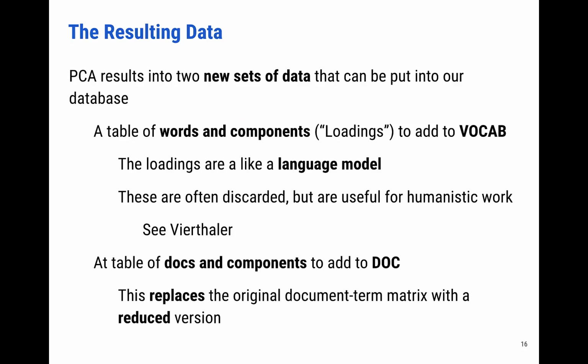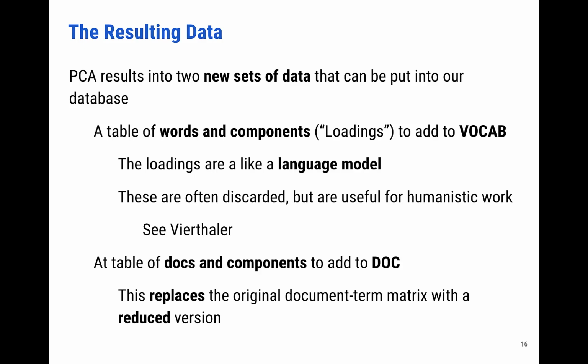The resulting data is we're going to end up with two new tables of data that we can add to our data model. The first is a table of words and components. These are sometimes called the loadings, and these can be attached to our vocab table. Remember, we talked in our forms of data about how, once you produce your canonical textual data model, where you have documents, tokens, and terms in a library, we can start adding data to these tables based on the analytics that we do. So here's a case where we can do this. We've already seen in the previous module that we can add term frequency, we can add inverse document frequency. Here we're adding some more data to these tables.